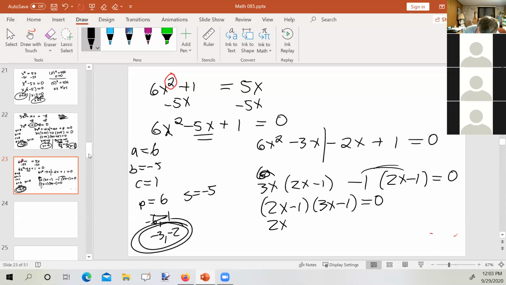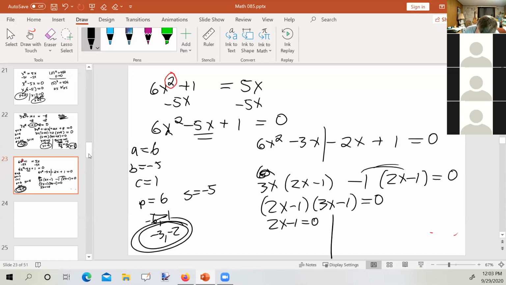I'm going to take 2x minus 1 and set that equal to 0, 3x minus 1, and set that equal to 0. Okay, so 2x minus 1 equals 0. We'll add 1 to both sides. 2x equals 1, divide by 2, and x equals 1/2.